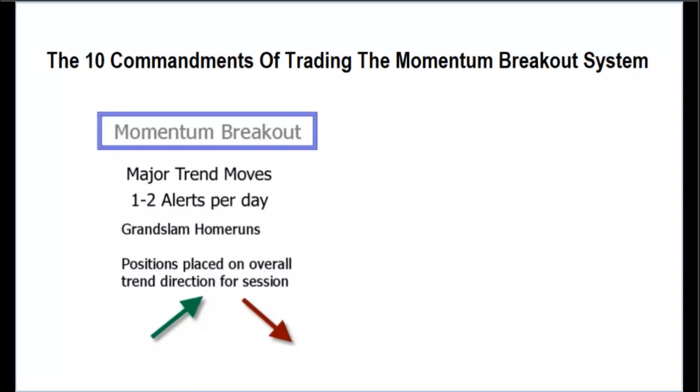We focus on one main alert to try to get in and catch that main direction, but we can get 2 to 3 alerts if we've got a market that's shifting and reversing. We get into the grand slam home runs with this system because the system inherently tries to get us in and keep us in as long as possible. We take positions early on, and we're trying again to ride the full directional movement of the session.